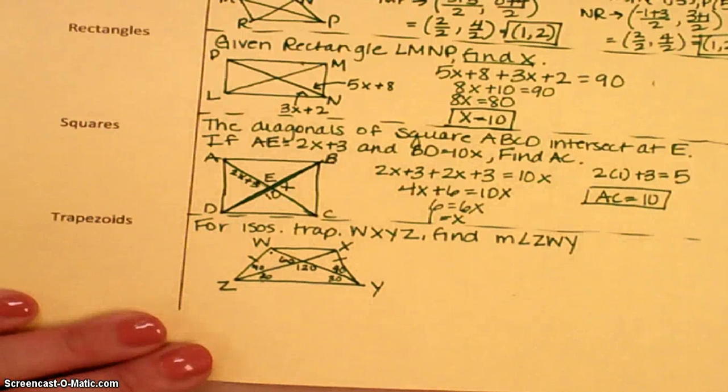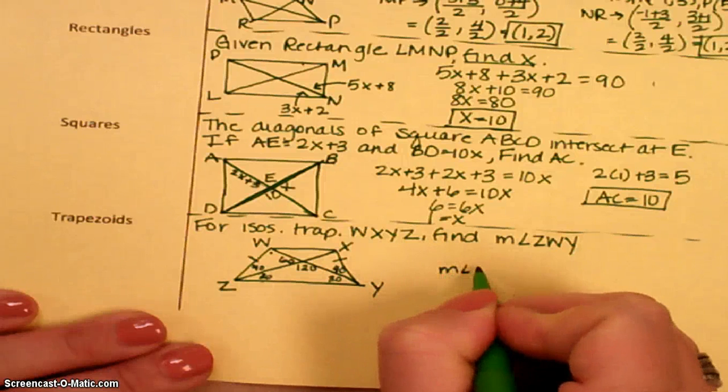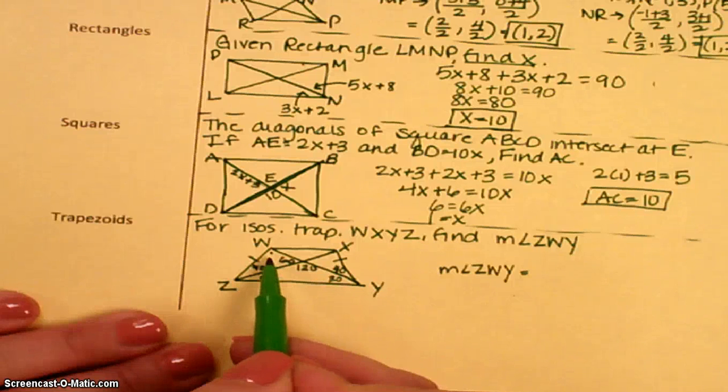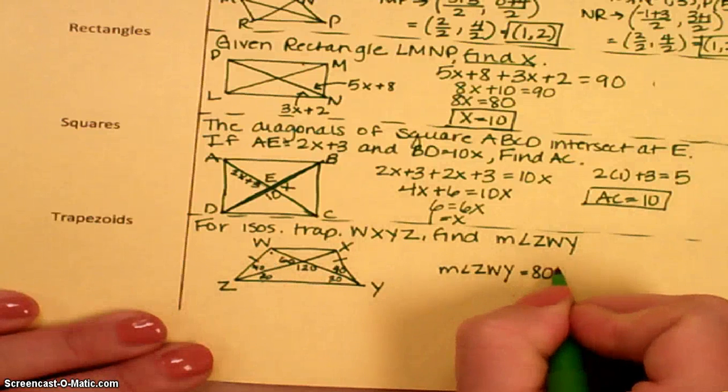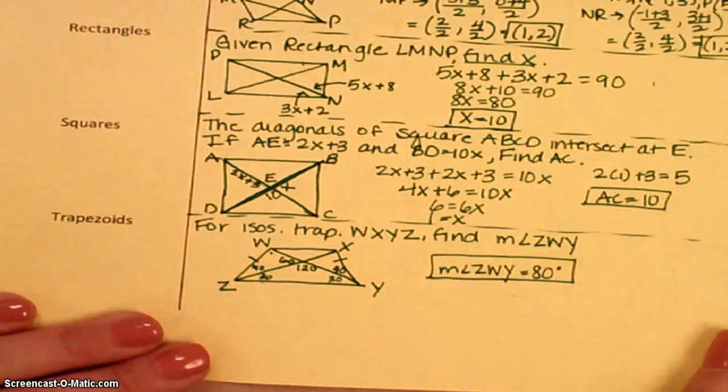Now do you see it? In this triangle right here, we have Z, W, Y. This is 40, this is 60. It's got to be 80. Okay, so you had to use some of your triangle skills for that one.